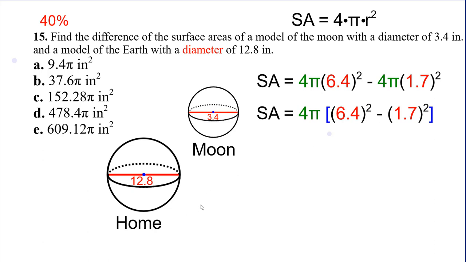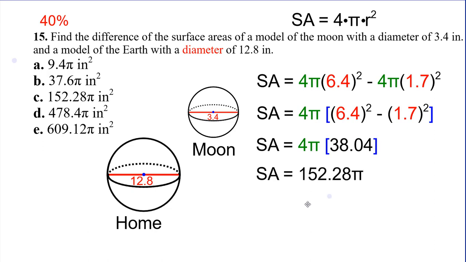So it should make sense. So all I'm putting in the calculator is 6.4 squared minus 1.7 squared. And then when I'm done, remember I got to multiply it back by 4 pi. All right, so when I do that, I get this value exactly times 4 pi, which is going to be exactly 152.28 pi. And that will be the difference in our model, which is C as in Charlie. Good job.